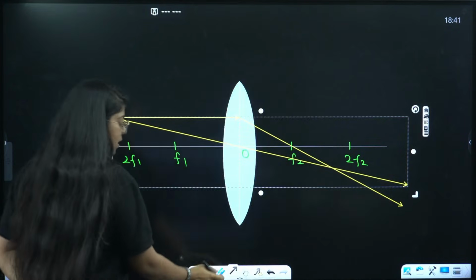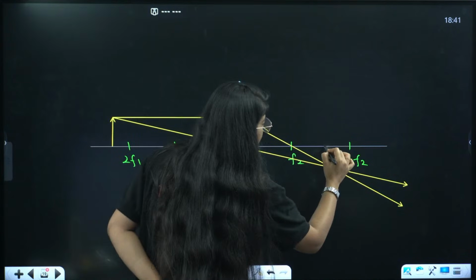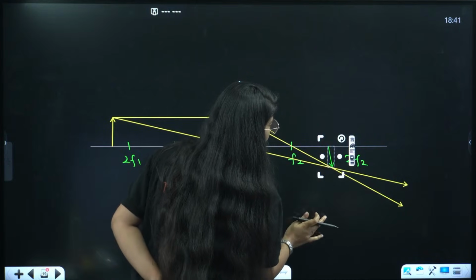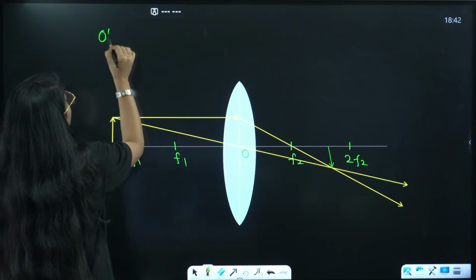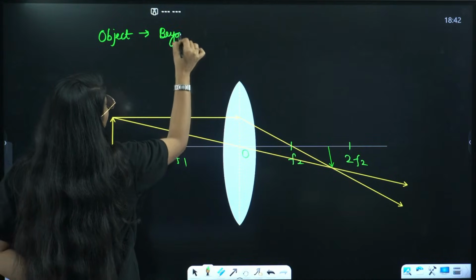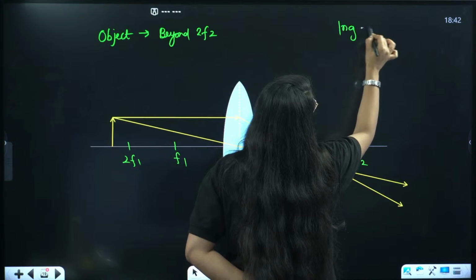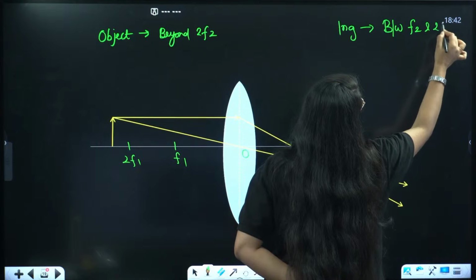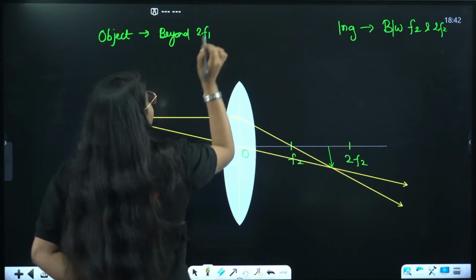Done? समझ में आ गया? And this is where, my friend, the image will be formed. That is beyond F2 and 2F2. Done? Any doubt? So here the object was beyond 2F2, and the image is between F2 and 2F2. अरे यार यहाँ पे फिर से 2F2 लिख दिया, 2F1, my mistake.